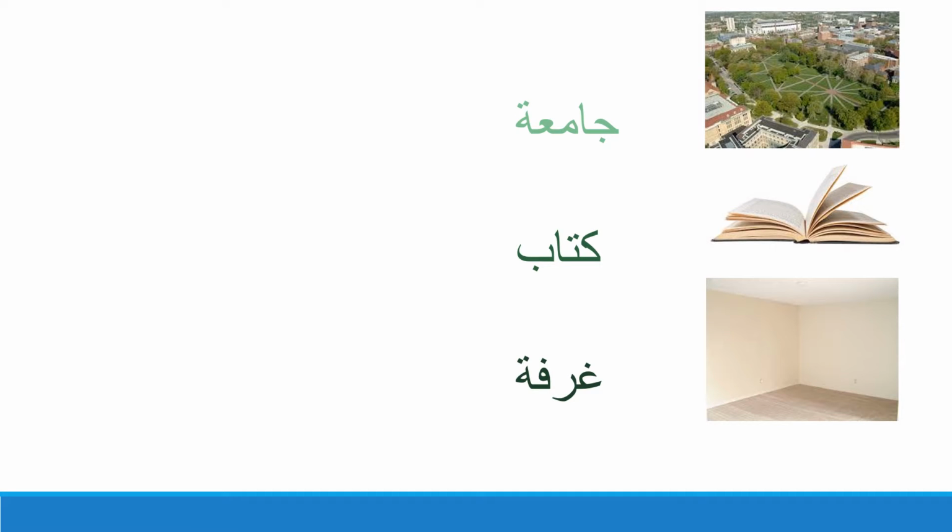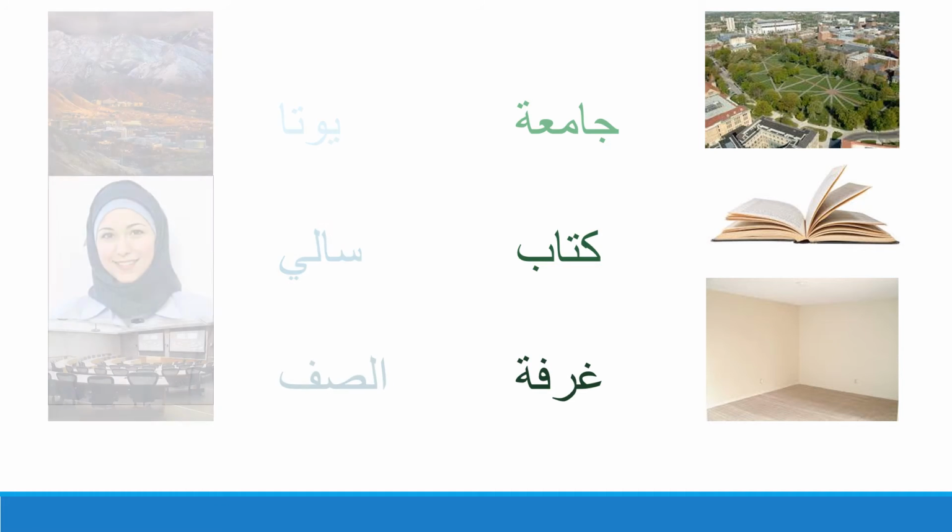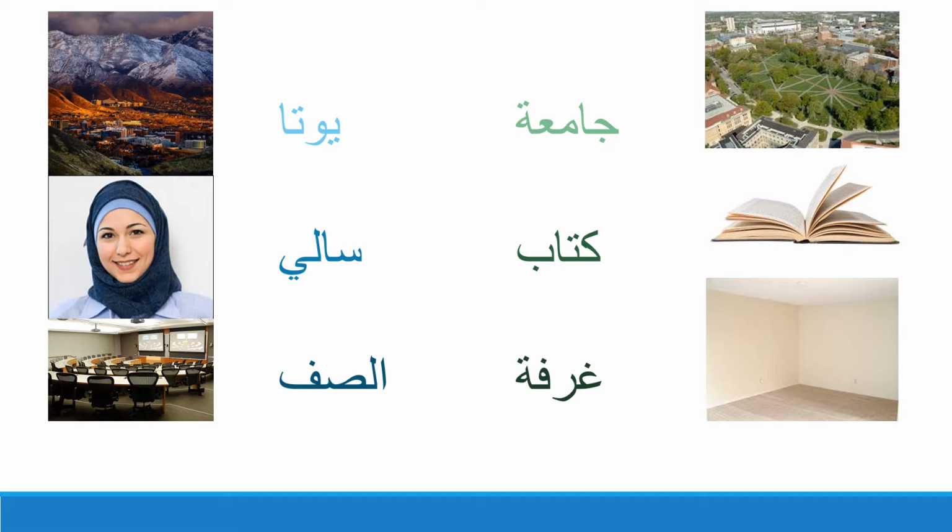Have you noticed any patterns to the construct? The first word is the focus of the construct, the main idea. Looking at our previous examples, we see a university, Jamia, a book, kitab, and a room, ghurfa, which we then find out are the University of Utah, Jamiatu Utah, Sally's book, Kitabu Sally, and the classroom, Ghurfatu al-Sofi.